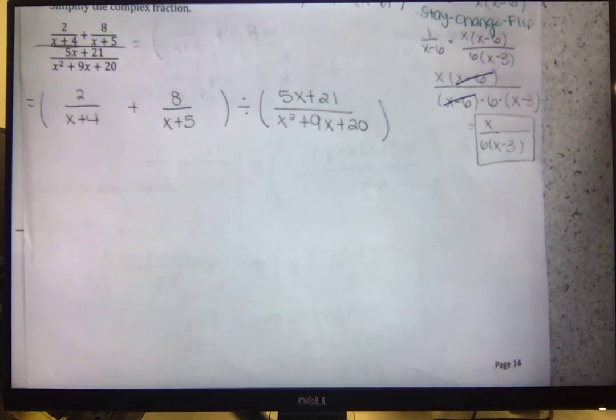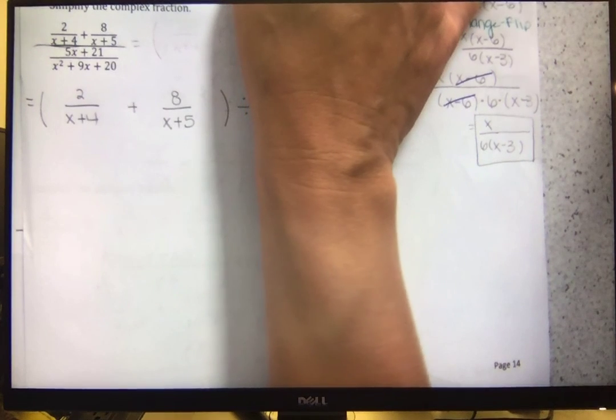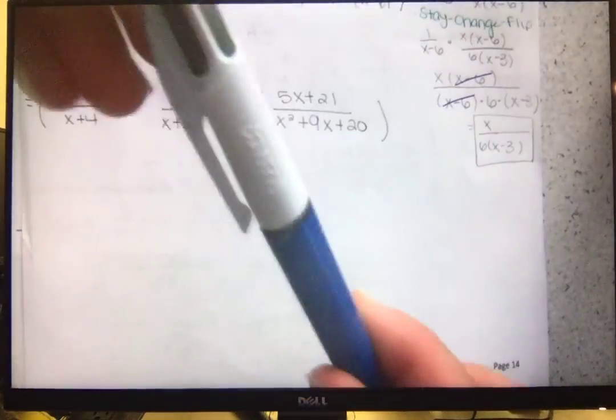So we have 2 over x plus 4 plus 8 over x plus 5 divided by 5x plus 21 over x squared plus 9x plus 20. So same thing we did before. We just rewrote it as a division symbol. Now we're just going to look at the first set of parentheses, 2 over x plus 4 plus 8 over x plus 5. Are these like terms? No. We have to make them like terms, so we need to get an LCD.